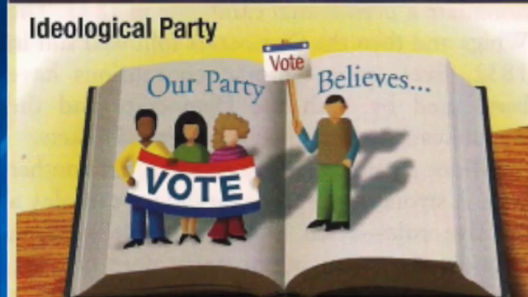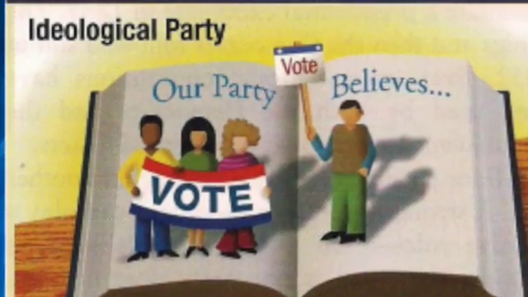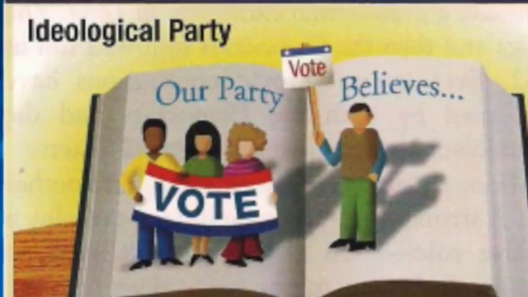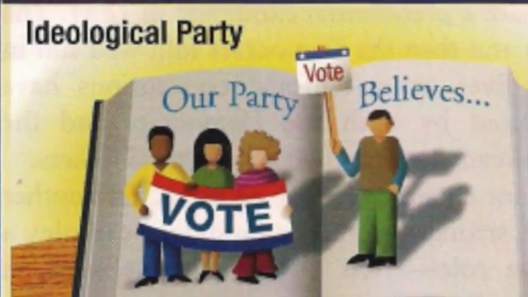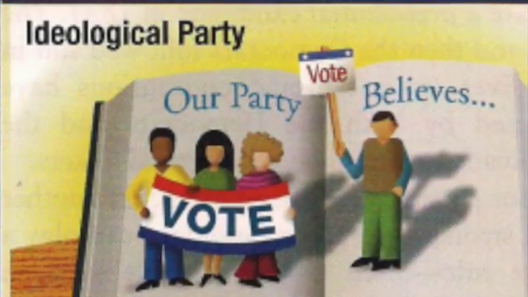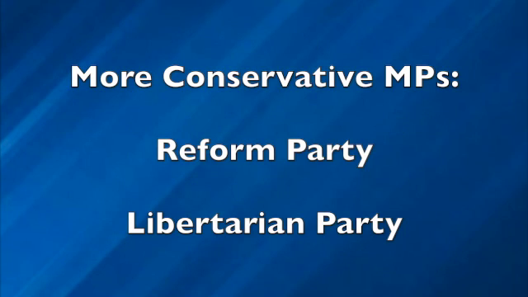First, let's talk about ideological parties. An ideological party is based on a certain set of beliefs. Some of these parties have been around for a long time and are based on social, political, and economic issues. Examples of more liberal minor parties are the American Socialist Party, the Socialist Labor Party, and the American Communist Party. Other parties that call for more individual rights and less government control would be the Libertarian Party or the Reform Party.